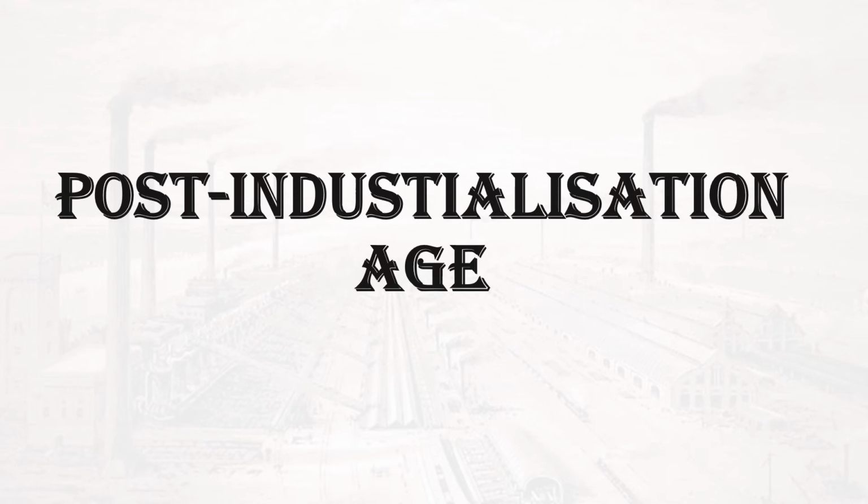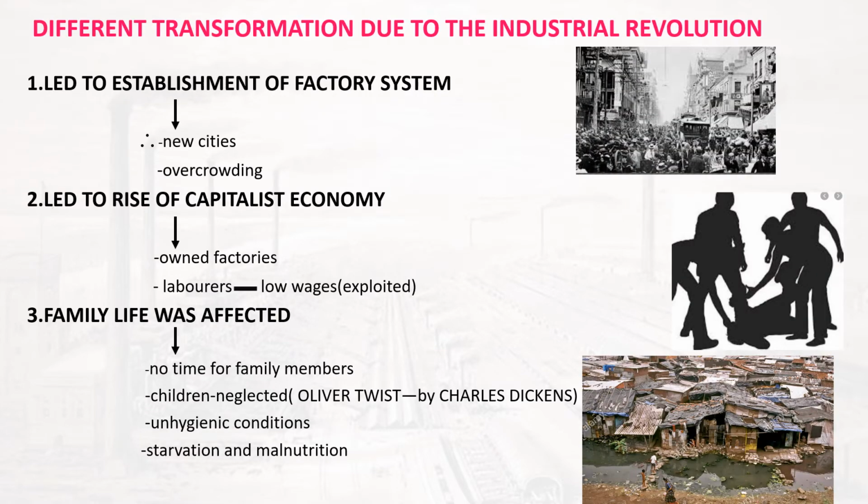Industrialization brought many changes. These changes that came after the Industrial Revolution we are going to study in this lesson, post-industrialization age. Industrial Revolution led to establishment of factory system. A lot of new factories came as a result.